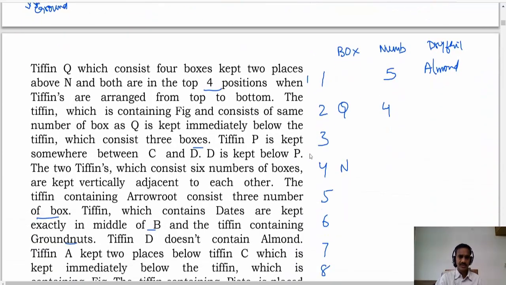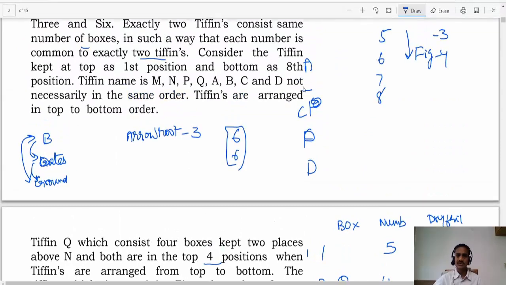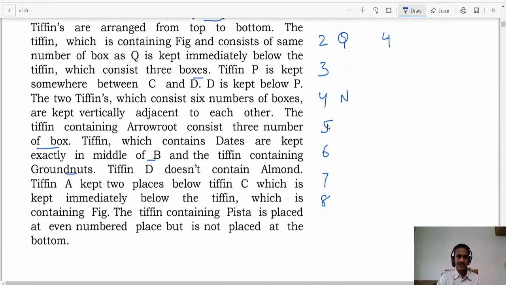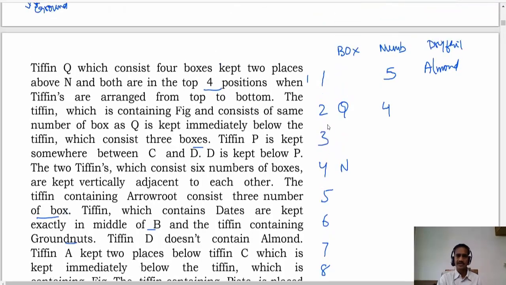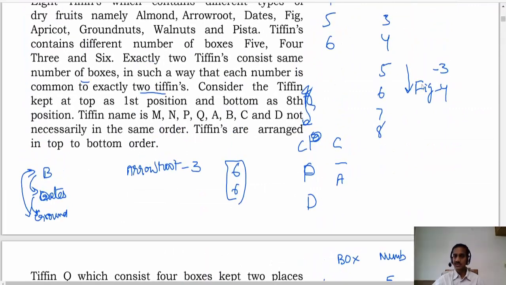A is kept 2 places below C, and C, blank, A. C is kept immediately below the tiffin which contains fig. C is immediately below fig, that means C should be right here immediately.